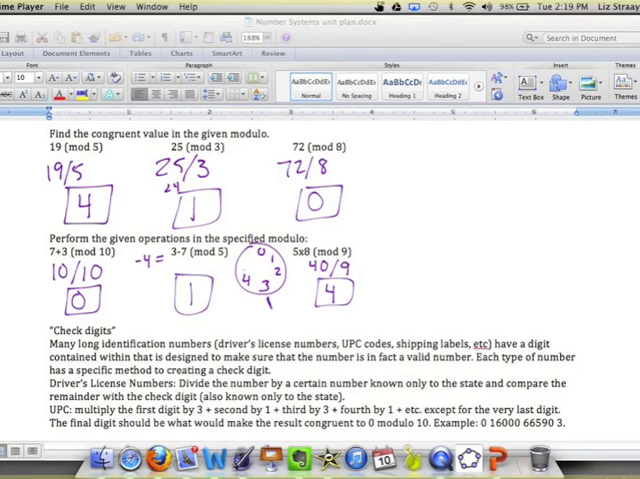All right. So this is applied math. Things should be applicable.